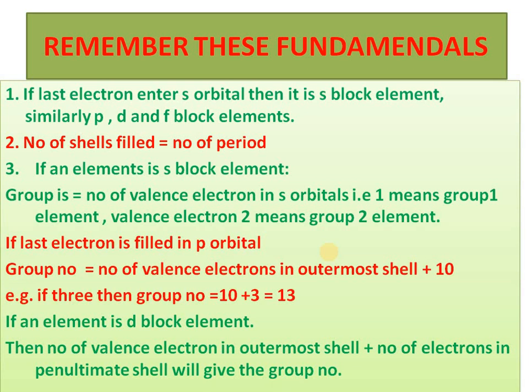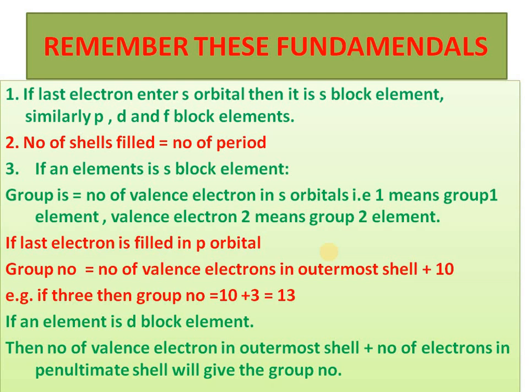Number of shells filled is equal to number of periods. If an element is s block, group number is equal to number of electrons in the s orbital. If electron is filled in the p orbital, group number is equal to number of electrons in the outermost shell plus 10. I am repeating, outermost shell. I am not talking of orbital. I am not talking of any specific orbital. I am talking of outermost shell.